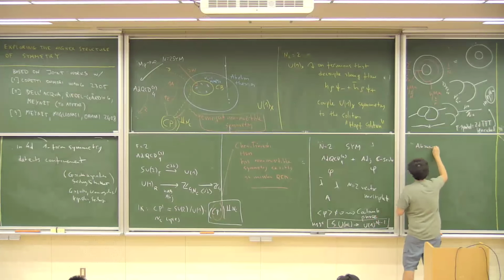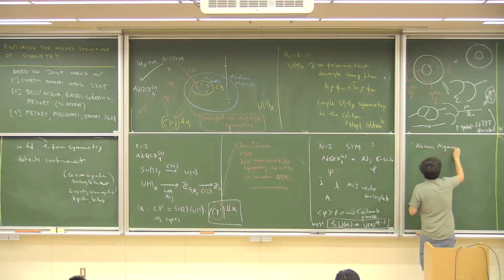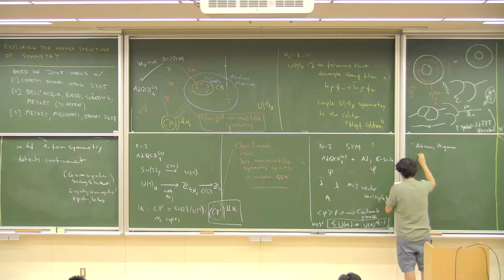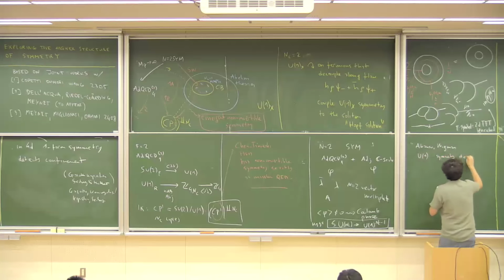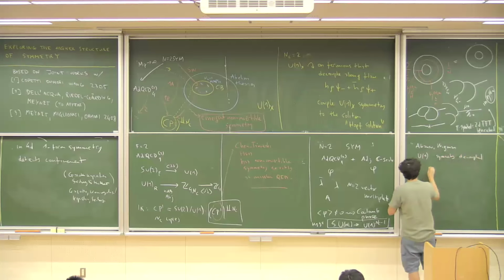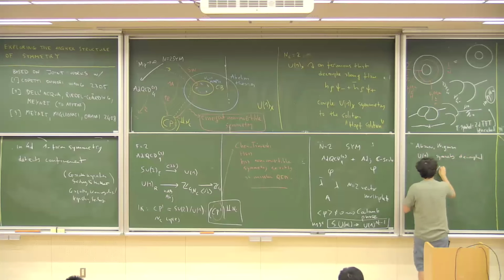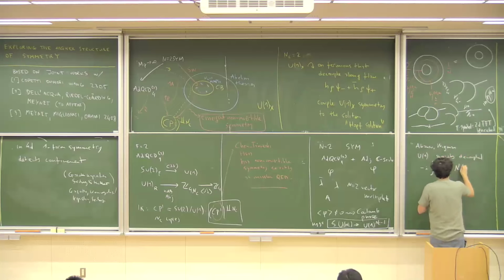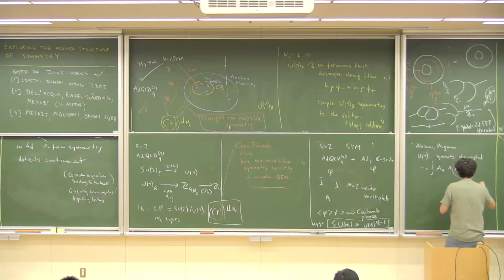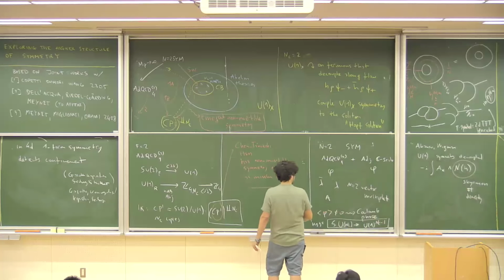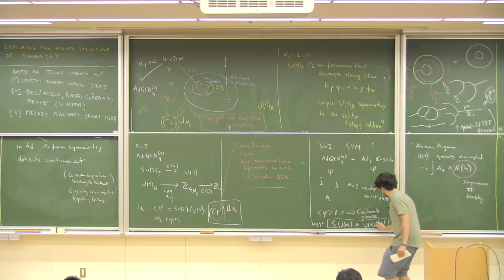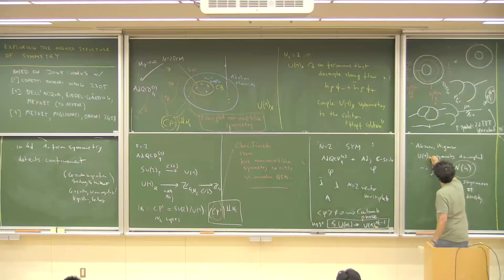Abanov and Wiegmann showed that if you have this U1 symmetry, which is decoupled, you have a coupling like this. This one would be a skyrmion number. Let's call these U1s U1 magnetics, because they are magnetic. So this is U1 magnetic.